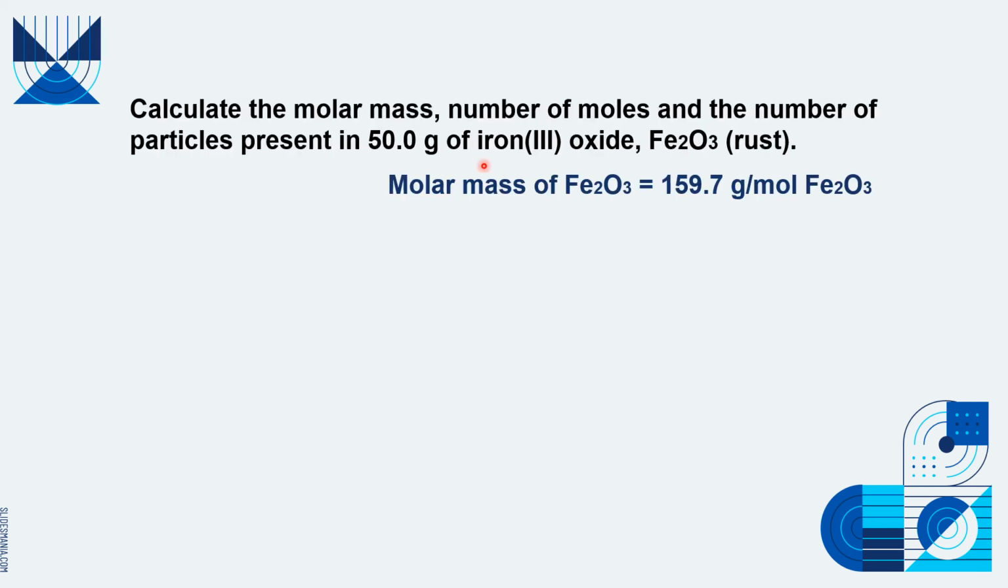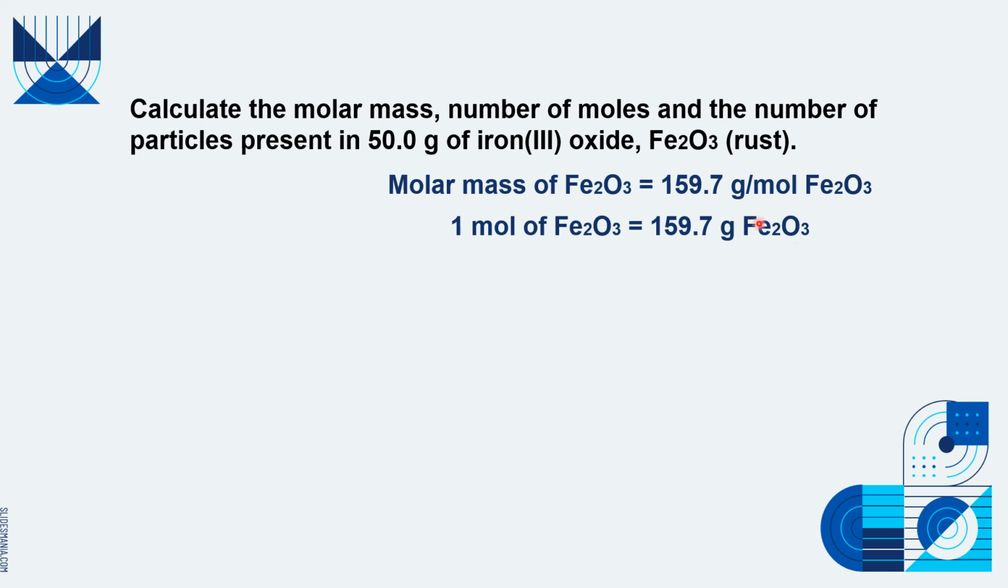So continue. We already get the molar mass of the iron oxide. So the molar mass of iron oxide, based from our computation from the previous slide, is 159.7 gram per mole. That's the molar mass of iron oxide. It means that in every 1 mole of iron oxide, there is 159.7 gram of iron oxide. Okay? So let us continue.